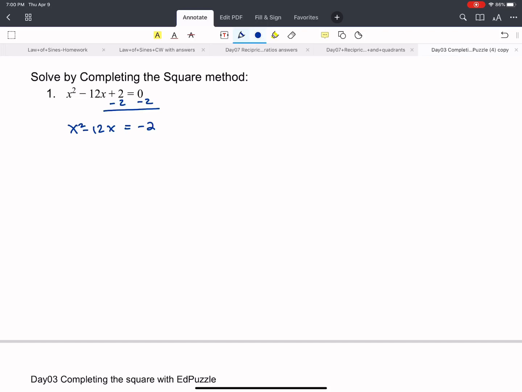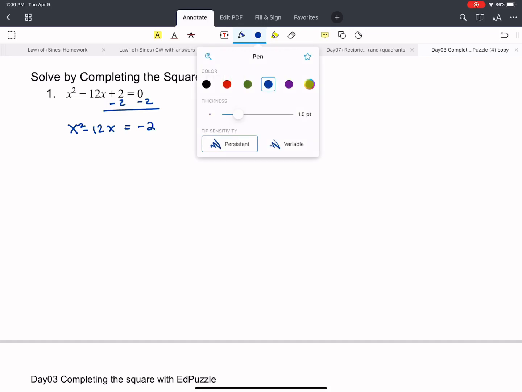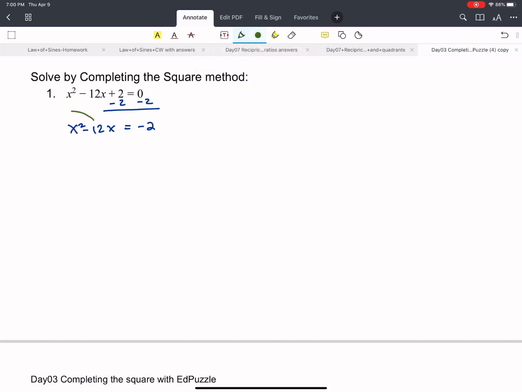Now remember, I want to have that number I want to add at the end. So I'm going to take this thing right here, that negative 12. I'm going to be like, okay, negative 12, I need to cut you in half and then square you. So you're negative 6 squared, so that's 36. So that's the number I'm going to add to both sides. So this is x squared minus 12x plus 36, but I can't just add 36 to one side without adding it to the other side. So please make sure you add to both sides, okay?